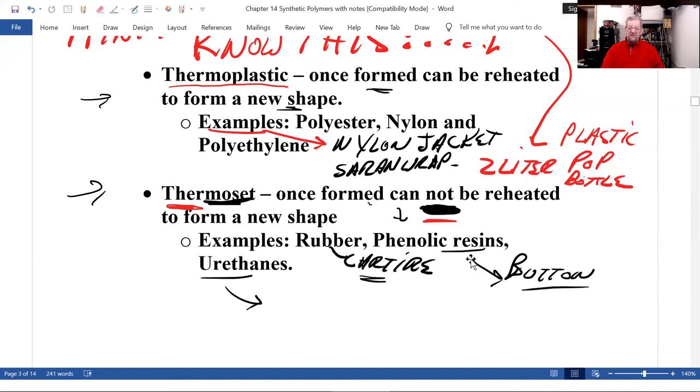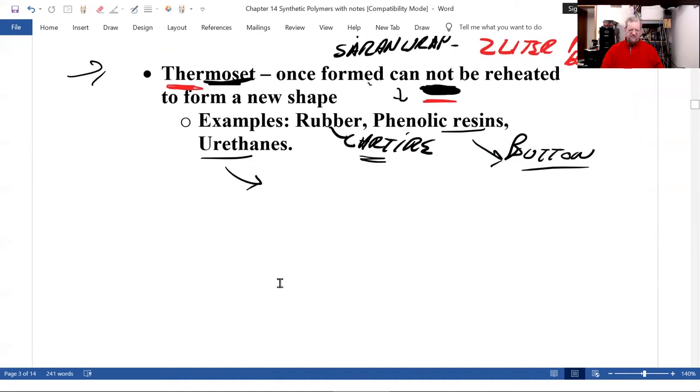Now, another example is phenolic resins. Where do you find that? Well, if you look at the buttons on your shirt or blouse, and if they're not metal, that's usually phenolic resins. Same thing with the knobs on your oven. And there are other examples, like urethane foam, which can't be recycled.